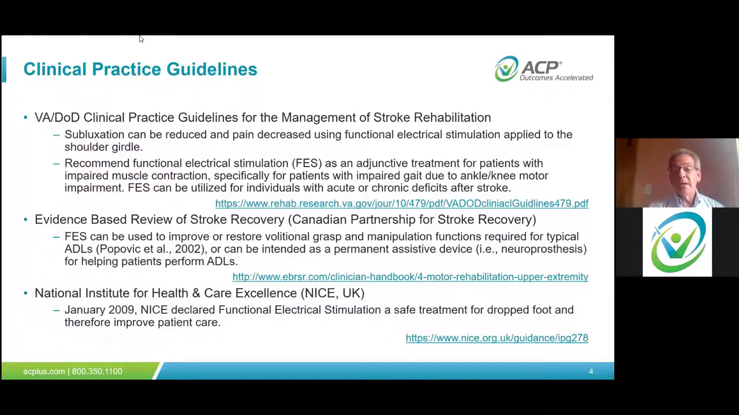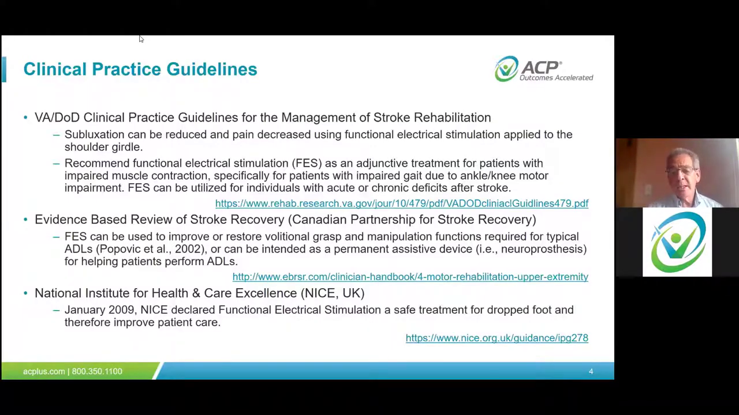Similarly, the Canadian Partnership for Stroke Recovery, which is associated with the National Healthcare System, has published a very comprehensive review of research associated with stroke in all of its manifestations, not just rehab techniques. And if you see this research, it's evidence-based review of stroke recovery, quite comprehensive. It also advocates for the use of FES to help improve, again, upper extremity activities such as grasp and manipulation, as well as lower extremity activities such as ambulation.